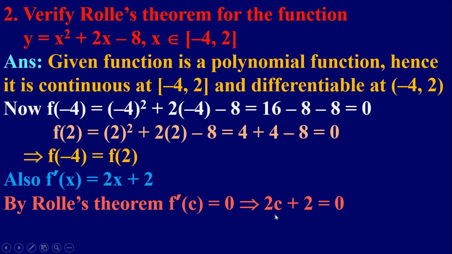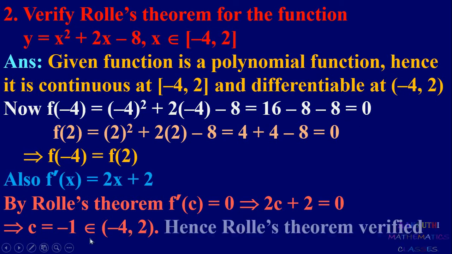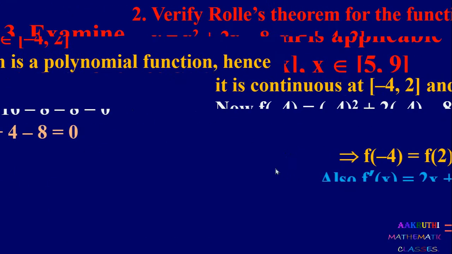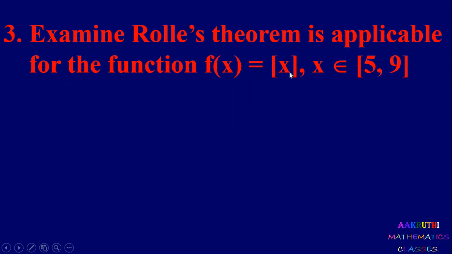We solve for c, we get 2c equal to minus 2 and c equal to minus 2 by 2, that is c equal to minus 1, and minus 1 belongs to open interval minus 4 to 2. So therefore Rolle's theorem is verified. So c value is minus 1 and minus 1 is within open interval minus 4 to 2, hence Rolle's theorem is verified.